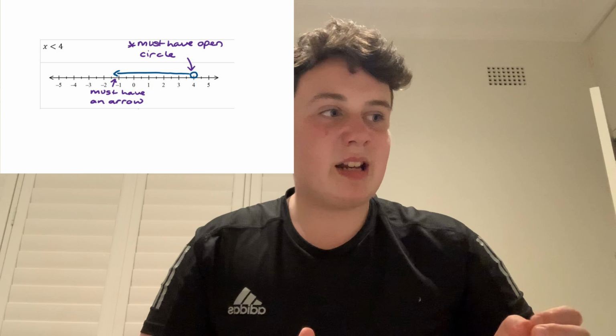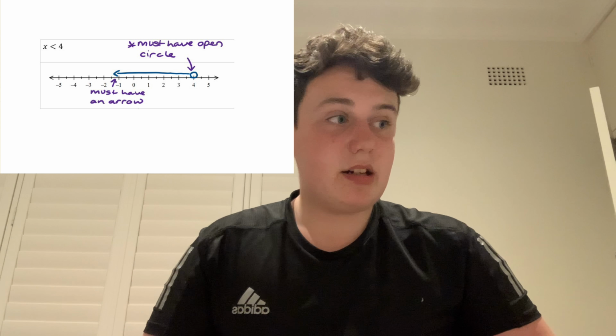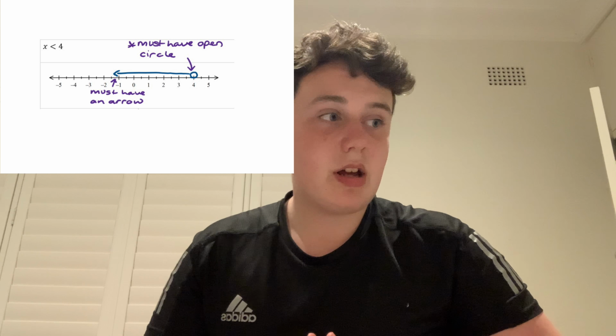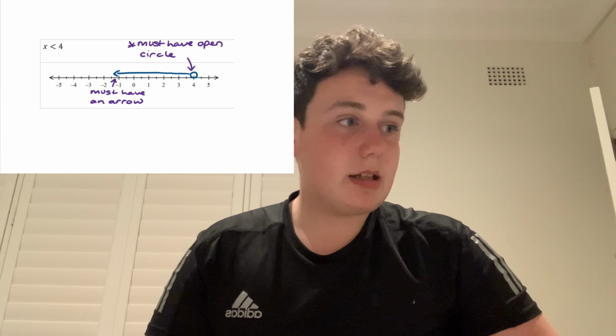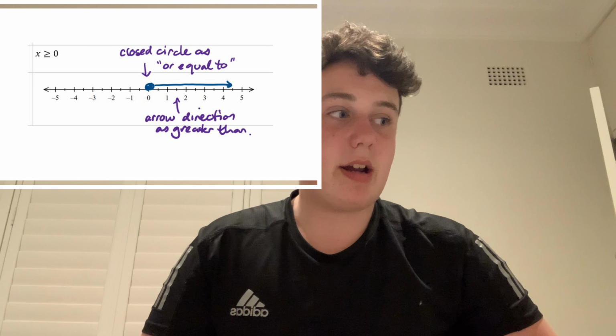When graphing these, you need to have a number plane, as you can see in the top left corner, and you need to have a circle or point which shows the starting number, and then an arrow pointing in which direction it goes into. You need to have an arrow at the end of the direction, and an open circle means that it is not equal to that. But if there is a closed circle on that point, it means it is equal to, or greater than or less than.